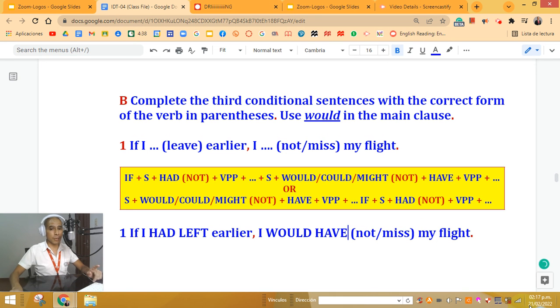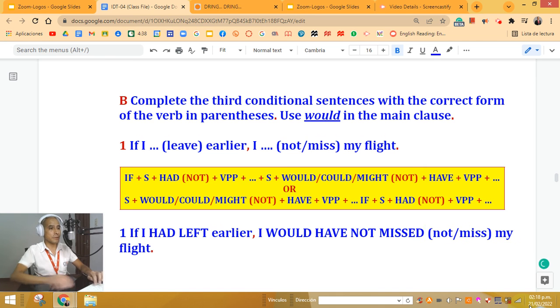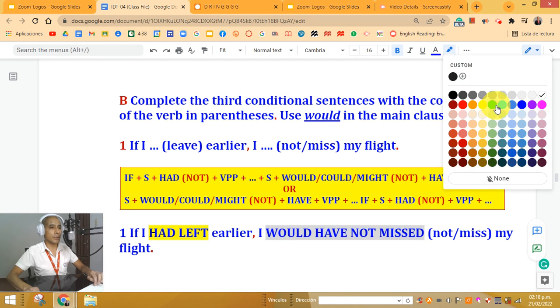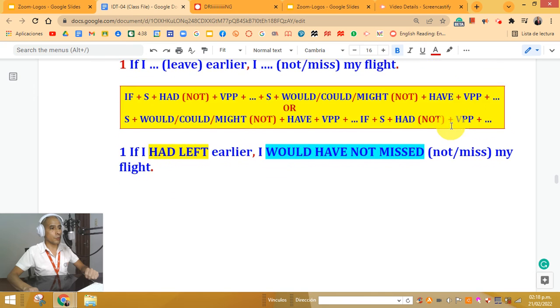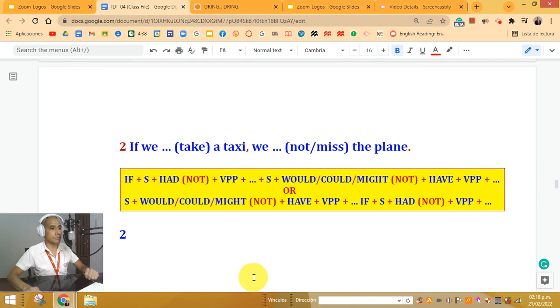But in this case, if you pay attention to number one, it says that I have to use the negative form. So I say I would have not missed my flight. So here I have the conditional had left, and here I have the result clause would have not missed. There you have exercise number one. All right, perfect. Let's continue with exercise number two.